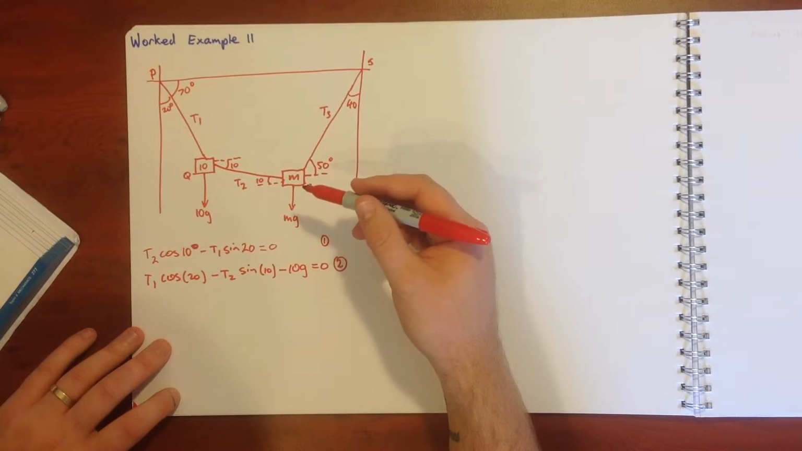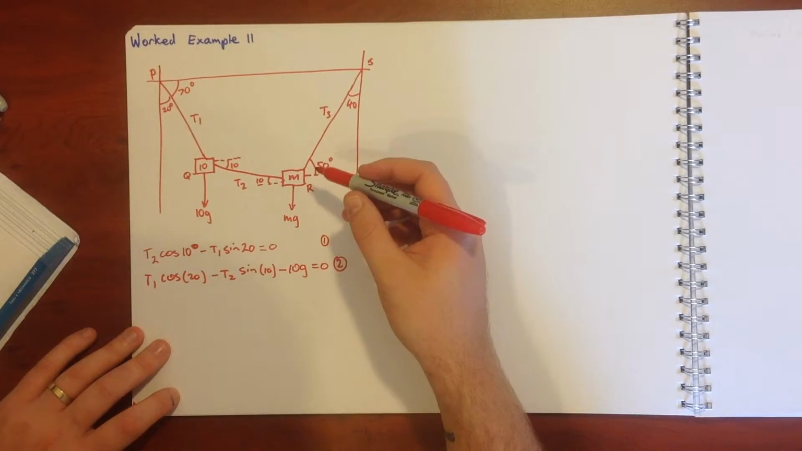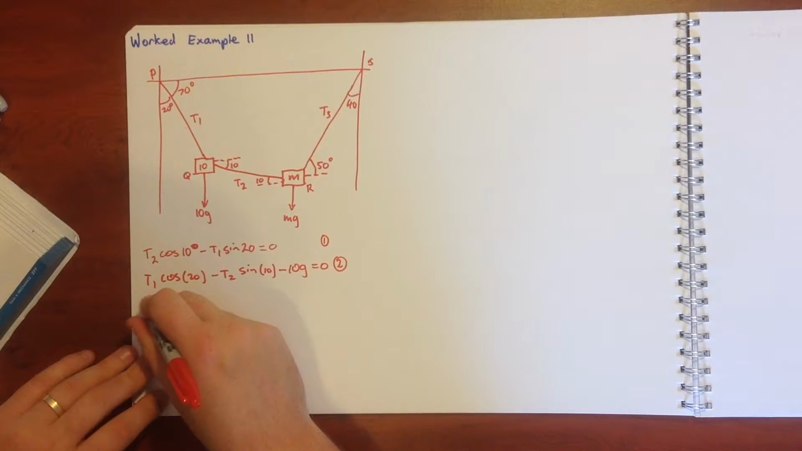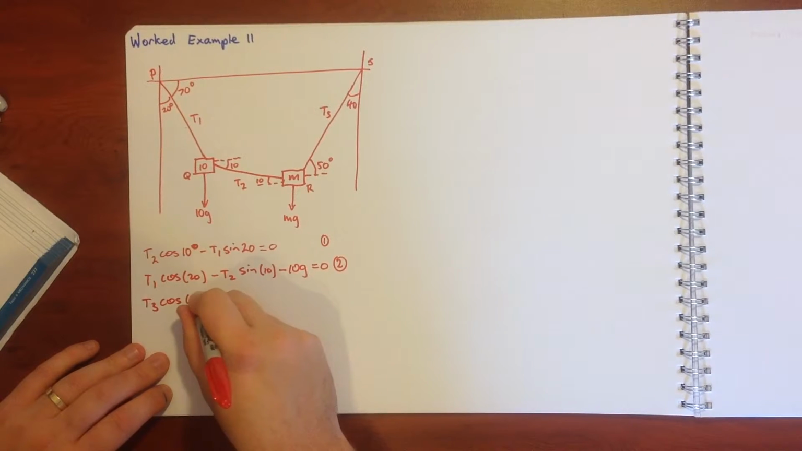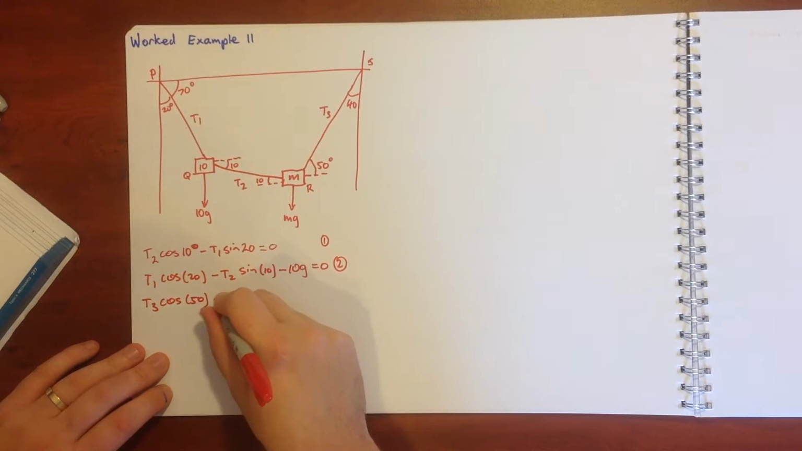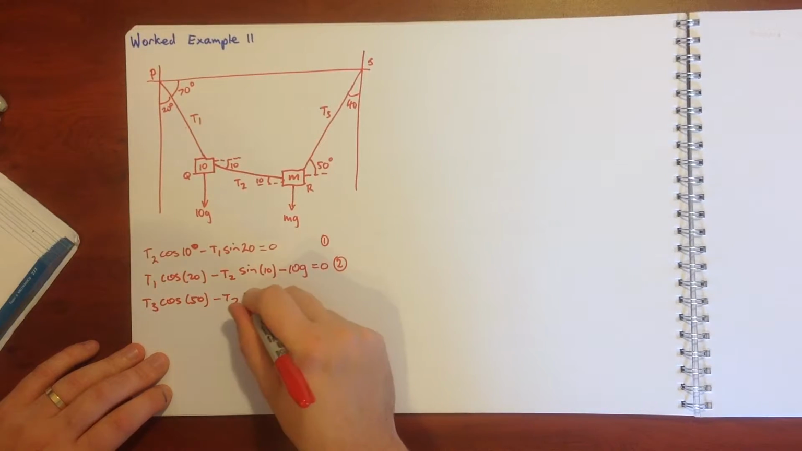Now we need to resolve around R. So we've got to do our horizontal first. We're saying we've got T3 cos of 50 minus T2 cos of 10.